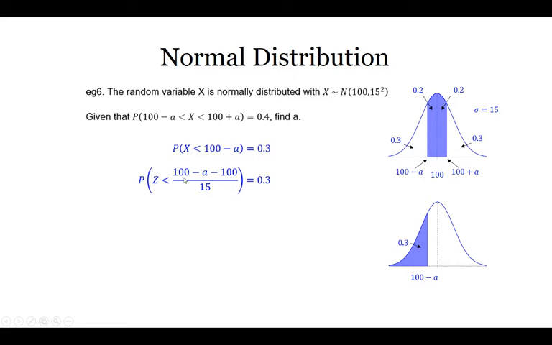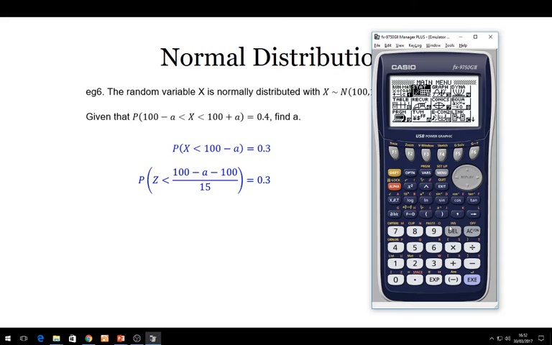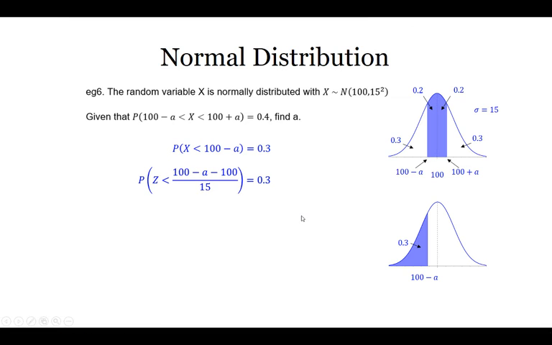Now this is actually quite easy to work out because 100 minus 100 is obviously nothing. So I'm just left with negative a over 15 will be the inverse normal of 0.3. So on my graphical calculator, stat mode, distributions, normal, we're doing inverse normal because we're given the probability. I need to make that area 0.3 and scroll down to the bottom, execute, and that tells me that that z value inside the bracket must be 0.5244.